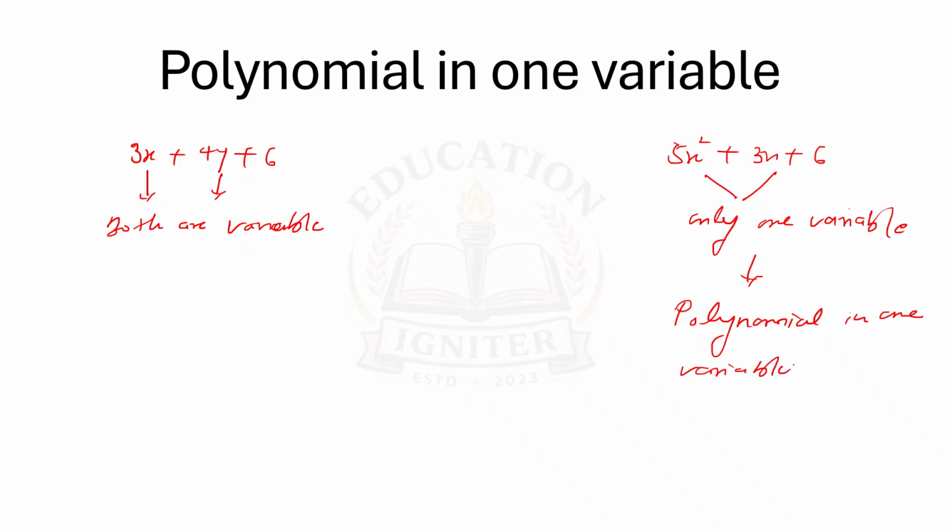And this is known as a polynomial in two variables. The polynomial in two variables you will study in class 10th, so in class 9th we only study one variable.